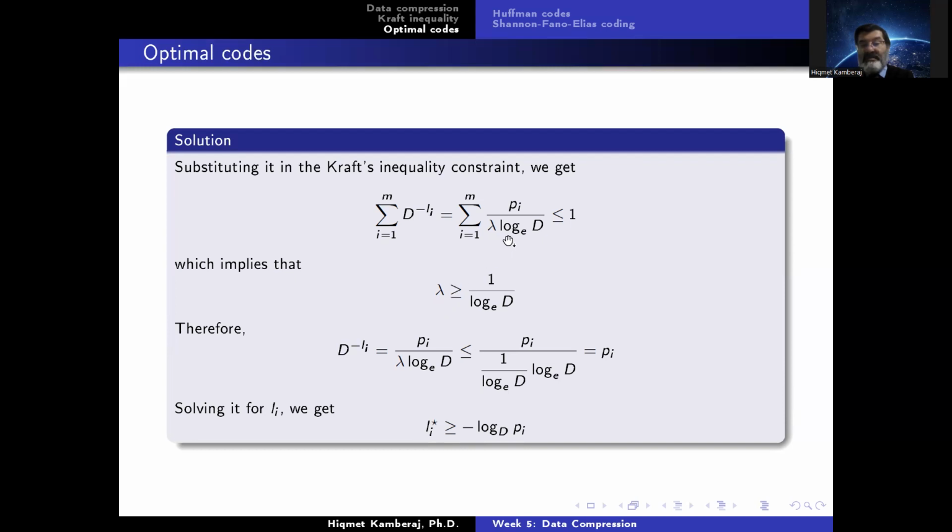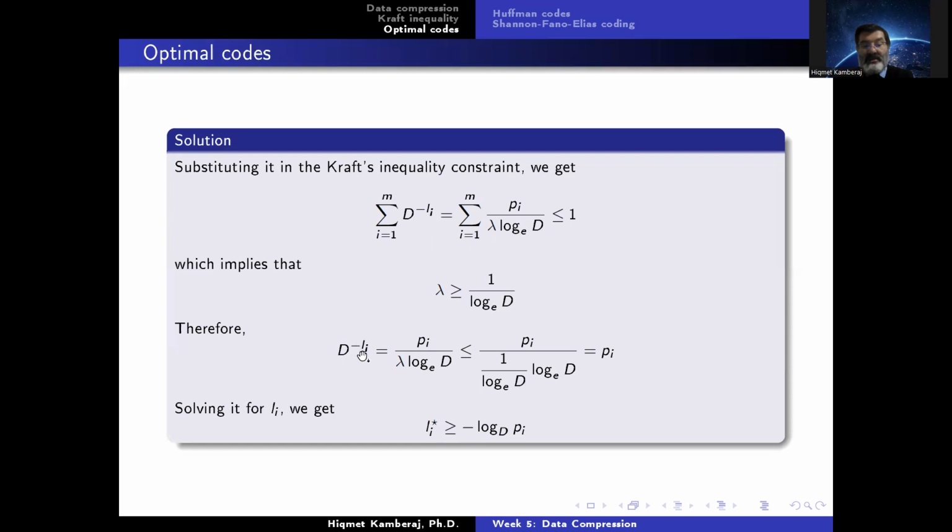you could show this easier. On this equation here, 1 over lambda log with base e of D does not depend on i. So I can bring it outside. Then the sum over i from 1 to m of p_i gives you 1. Then from this one, you could get that lambda itself is bigger or equal to 1 over log with base e of D.